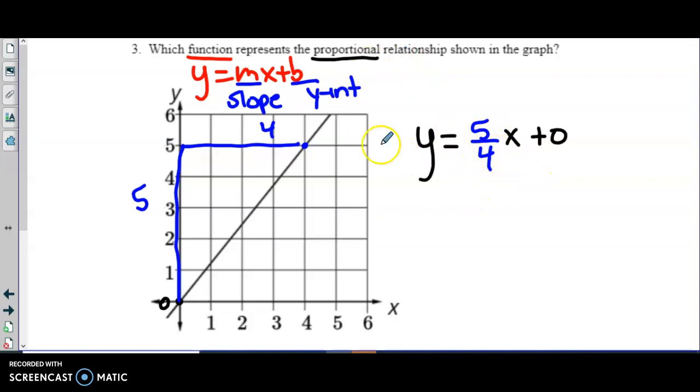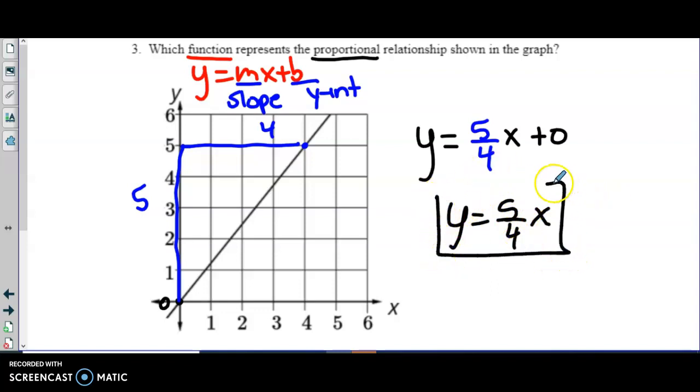So this is my function rule. And a lot of times you won't see the 0 on the end. So it'll probably just be written as this, y equals 5 over 4x.